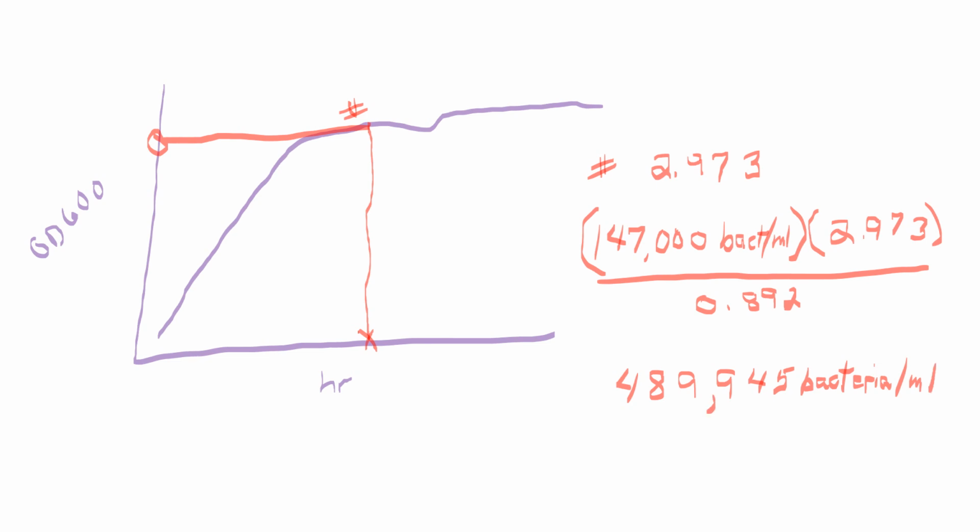And once again, the way to kind of check yourself, 489,945 is larger than 147,000, which makes sense because the OD was much larger. 2.975 is much larger than 0.892. So once again, it's a way of kind of double checking yourself. So that's how you would calculate what is the population density.